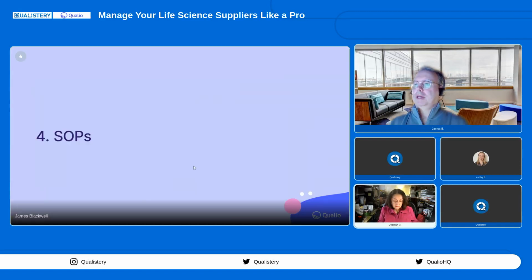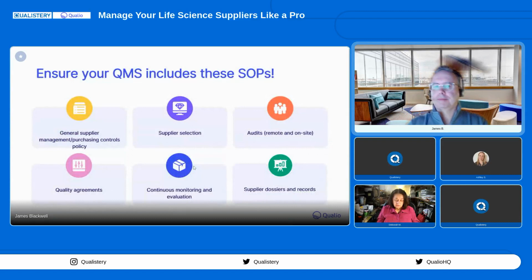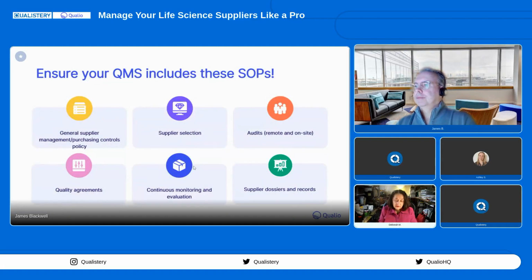So let's talk about SOPs. Remember that the regulations tell you what you have to have. They don't tell you how to get there. So your procedures, your documentation, your policies, your work instructions tell you how to get there. And so that's what you're looking for in your QMS SOPs, and that's what you're looking for for your supplier.